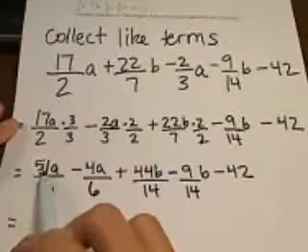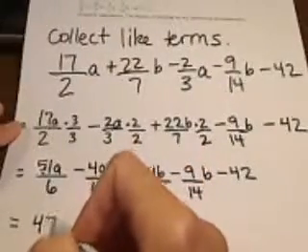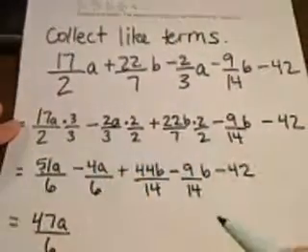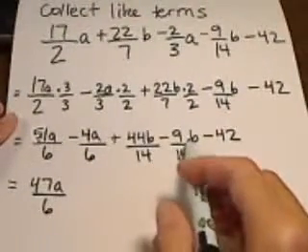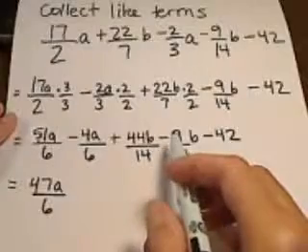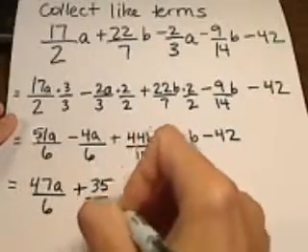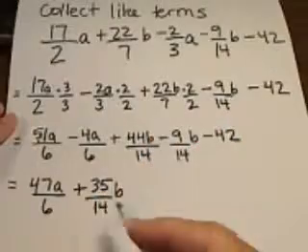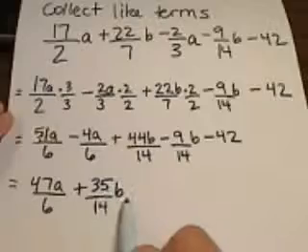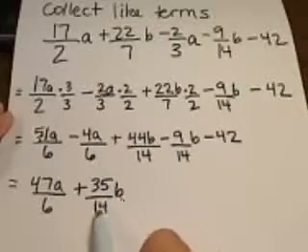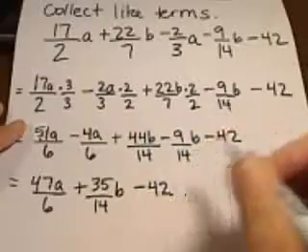So you can see that 51a minus 4a is going to give us 47a over 6. And then the 44b minus the 9b is going to give us positive 35 over 14b. It doesn't matter whether I write the variable in the top of the fraction or on the side of the fraction. It's the same thing. Just don't put it in the bottom because that's something different. And then I have minus 42.